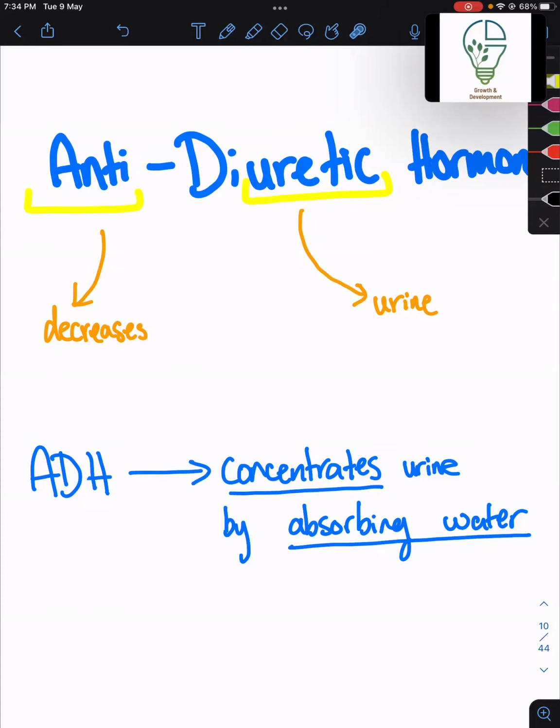Now, if you think about that for a second, if I'm decreasing urine, that means that I'm decreasing the amount of water that's in urine, and that is going to lead to more concentrated urine. And so the bottom line over here is that the role of ADH is to concentrate urine by absorbing water. Okay, and this is going to lead to decreased urine output, which is in the name itself. This is like the main thing to understand about antidiuretic hormone. It acts by absorbing water in order to concentrate the urine. Okay, and that's going to decrease the urine output.